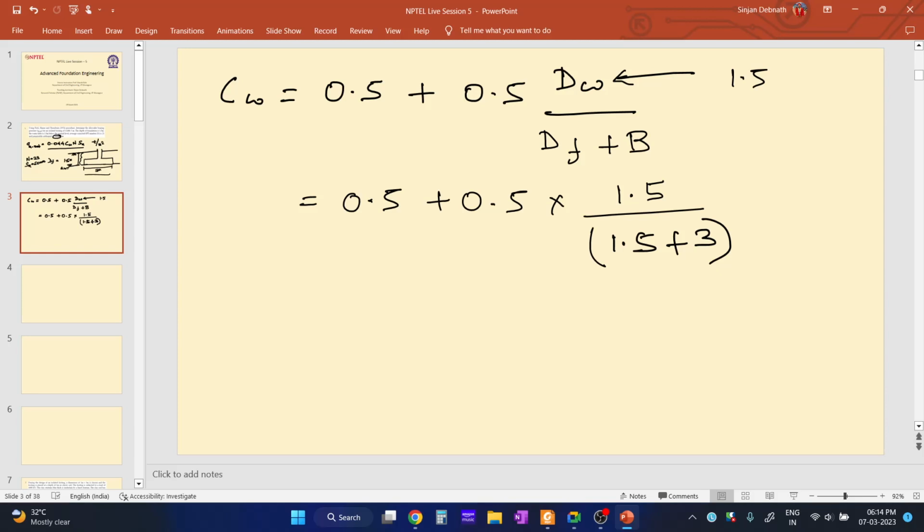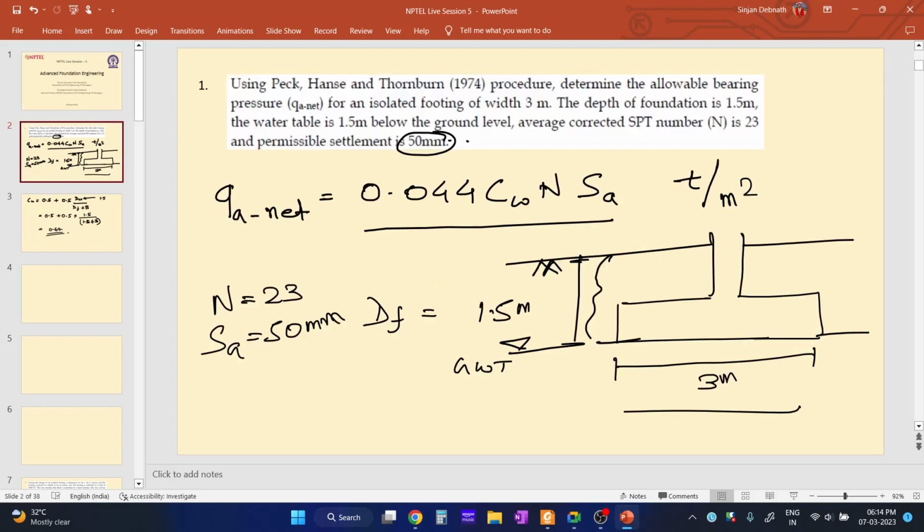So now if you calculate this, you will get 0.67. This is the correction for the water table. Okay, so now we have the value of CW, and also we have the value of N. N is the average SPT value, and we have the value of permissible settlement, which is 50 millimeter.